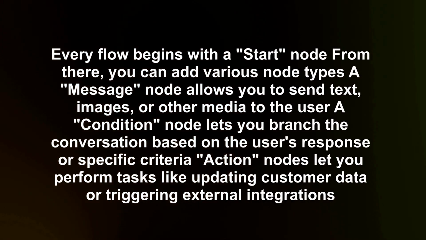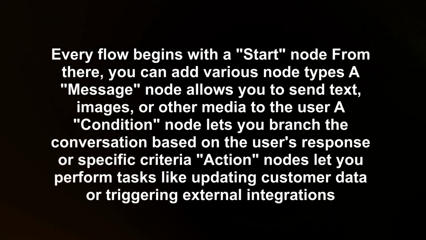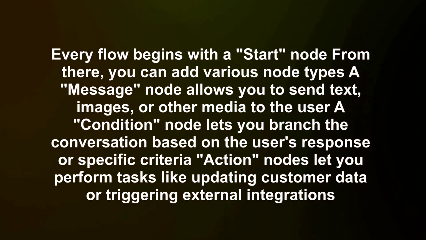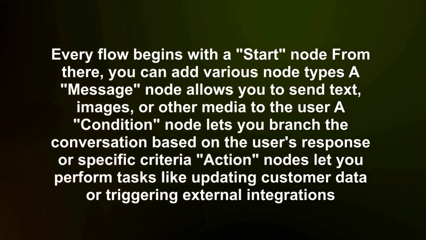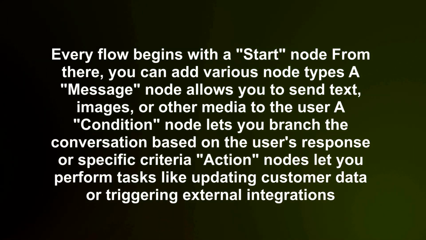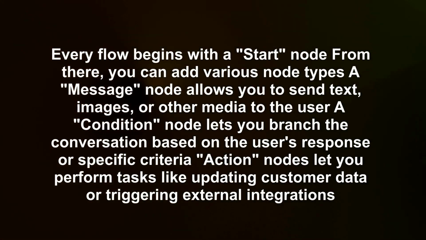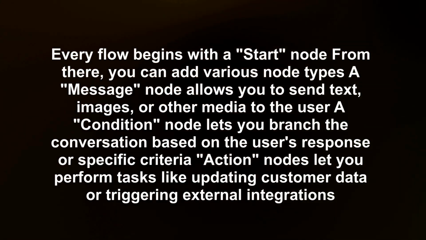Every flow begins with a start node. From there, you can add various node types. A message node allows you to send text, images, or other media to the user. A condition node lets you branch the conversation based on the user's response or specific criteria. Action nodes let you perform tasks like updating customer data or triggering external integrations.